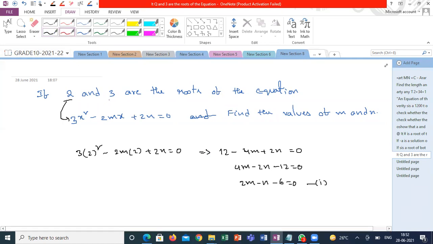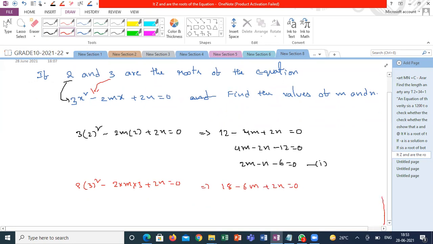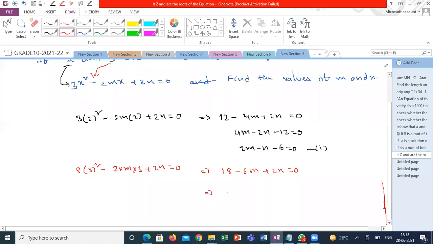If I am substituting 3 in the expression, I will get 3 into 3 square minus 2 into m into 3 plus 2n is equal to 0. This will give 18 minus 6m plus 2n is equal to 0. If I divide the whole equation by 2, I will get 9 minus 3m plus n is equal to 0, that is 3m minus n minus 9 is equal to 0, my second equation.